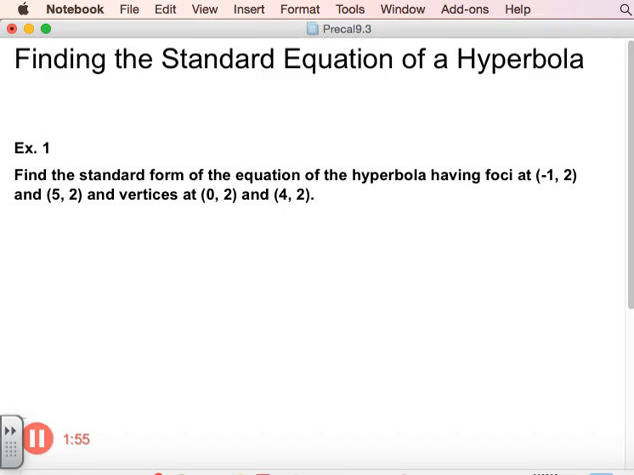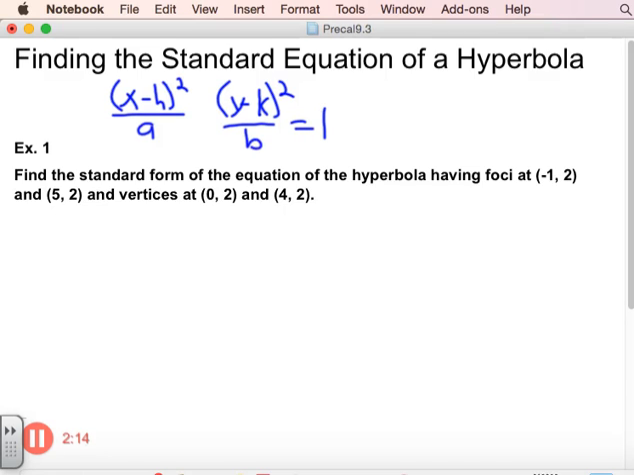So first let's find the standard equation of a hyperbola. Similar to ellipses, there are 2 different possibilities. You could have x minus h squared over a, and of course y minus k squared over b, equals 1. So far everything looks very similar to an ellipse, right? It's the exact same as an ellipse, but with a hyperbola, you have a minus in between the 2 fractions instead of a plus. So that's one possibility.